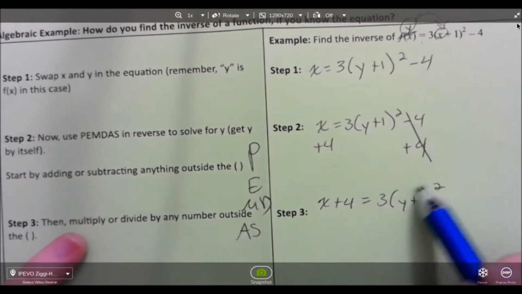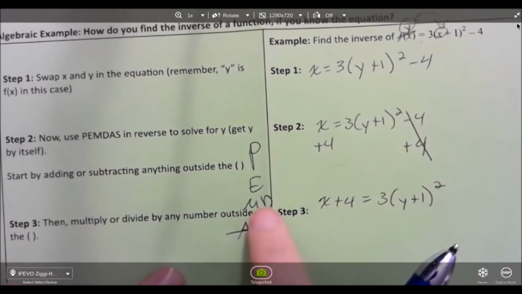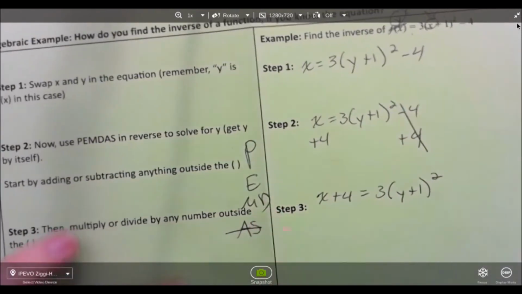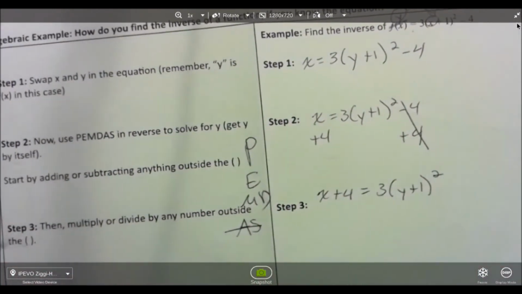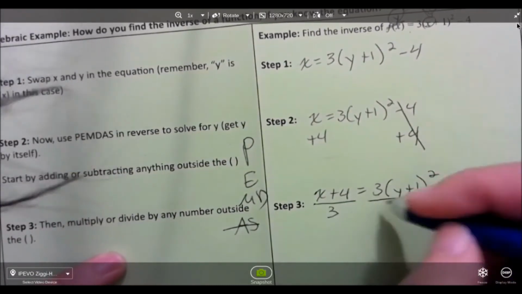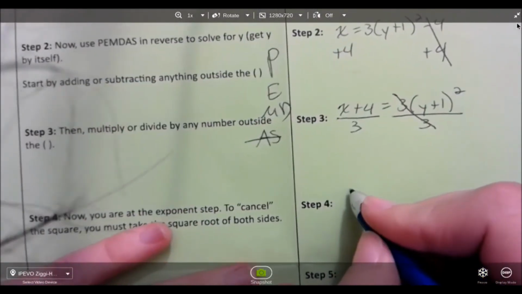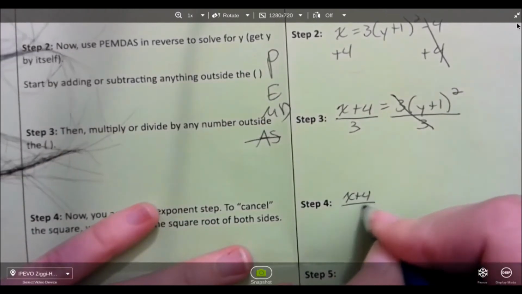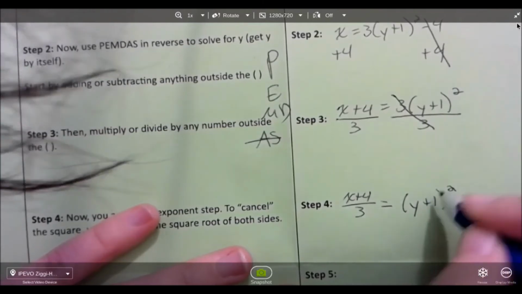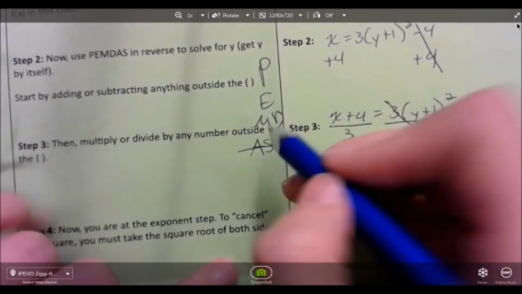Okay, there's nothing else over here to add or subtract outside the parentheses, so I'm going to move on to my next step. So I've done that. So I'm going to move on to multiply or divide anything outside the parentheses. Okay, so, well, I see a 3 times. So to cancel that out, I'm going to divide by 3, just like that. Those cancel. So I end up with (x plus 4) over 3 equals (y plus 1) squared. So there's nothing here to multiply or divide. So I'm going to cross out that step.